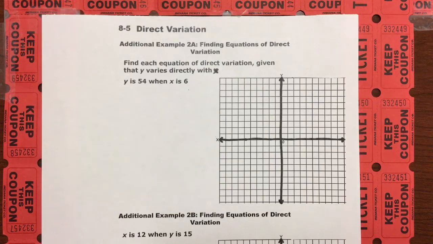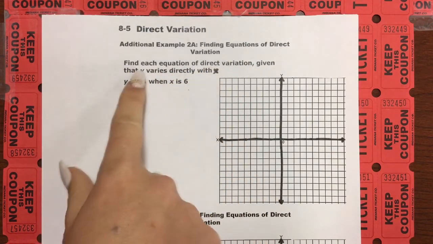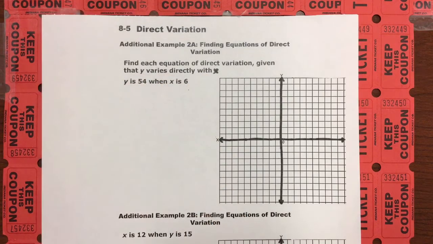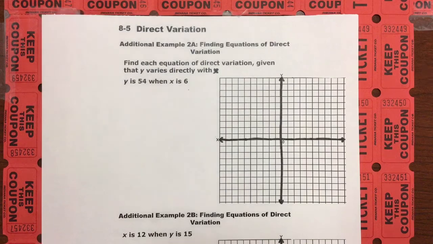Hello, hello. We are back with example 2A, finding equations of direct variation. So this problem states that we need to find each equation of direct variation given that y varies directly with x. And then it says y is 54 when x equals 6. Now, what does all this mean?